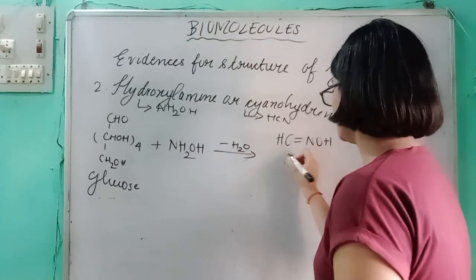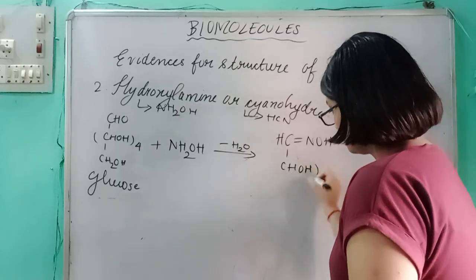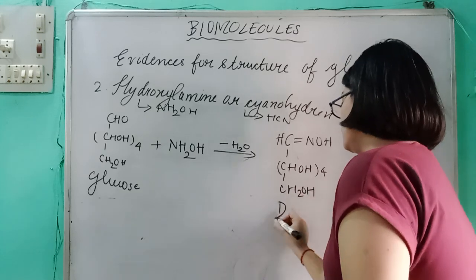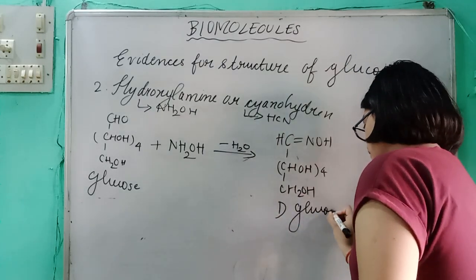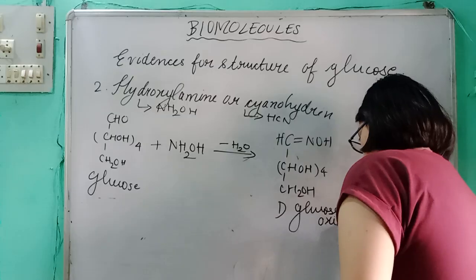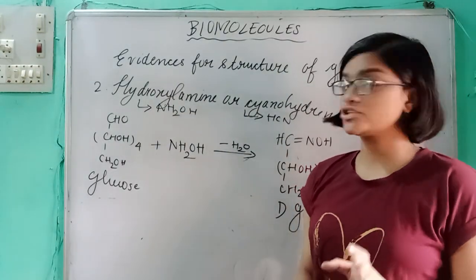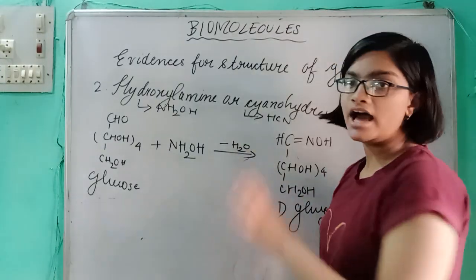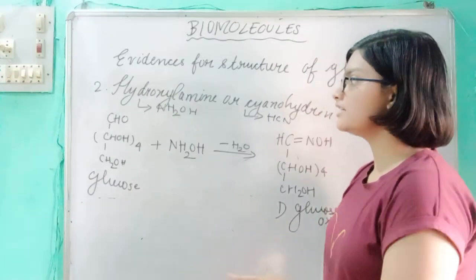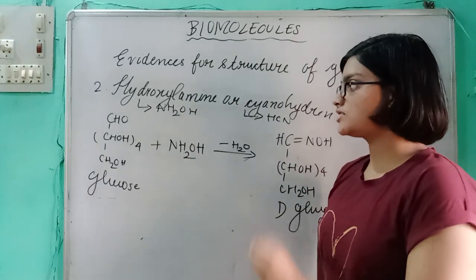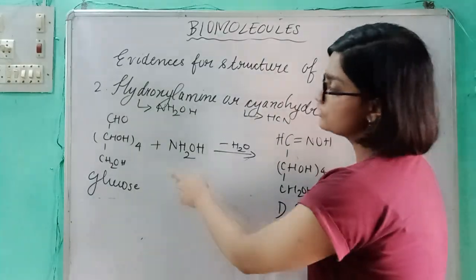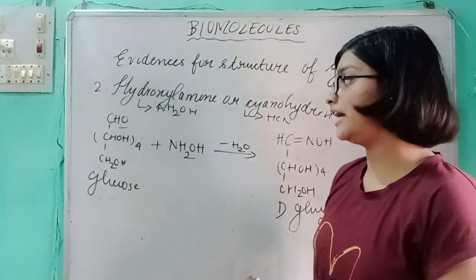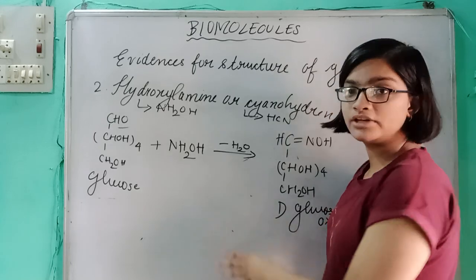This is the structure of D-glucose oxime. Now, what does this reaction prove? This reaction proves that the structure of glucose contains a carbonyl compound. It is not specified whether it contains an aldehyde group or ketone group. It is just proving that the structure of glucose contains a carbonyl compound, and that is our aldehyde. But it is not specified here. It just says that there is a presence of a carbonyl compound.